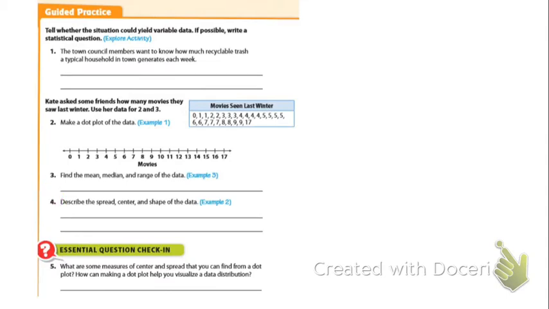All right, so going over these questions, ladies and gentlemen. Number 1, they're asking you all to tell whether the situation could yield variable data. If possible, write a statistical question. Number 1, the town council members want to know how much recyclable trash a typical household in town generates each week. What do you think, ladies and gentlemen?